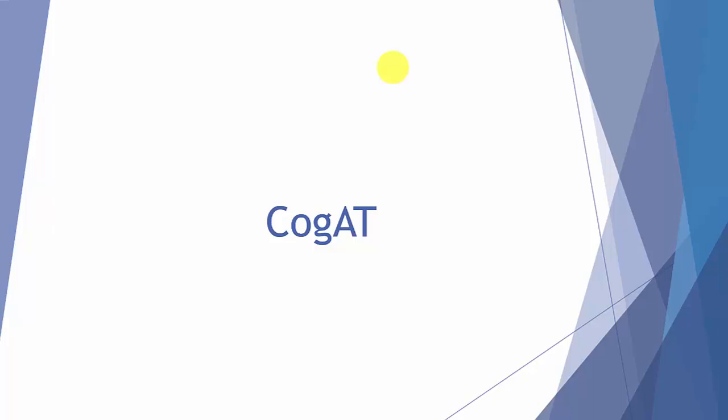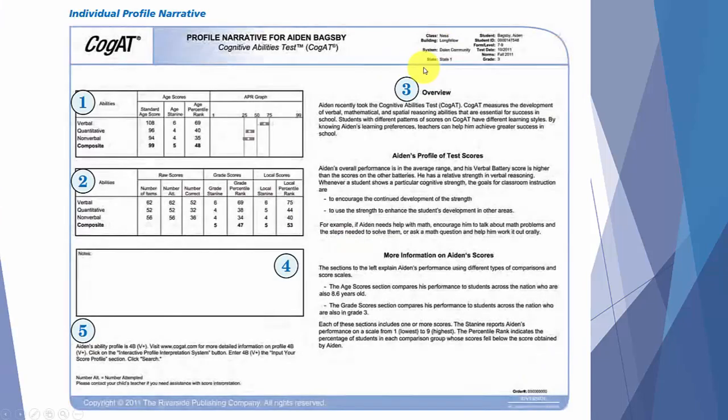The CogAT, or Cognitive Abilities Test, measures the development a child has in reasoning abilities. This test does not measure how well a student has achieved based on a certain set of skills they have been taught. On the top right, you should see your child's name and grade along with other demographic data.